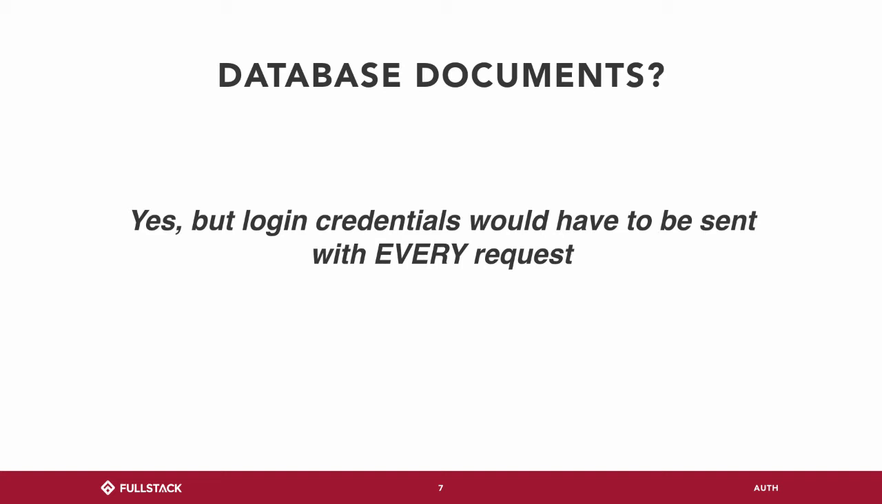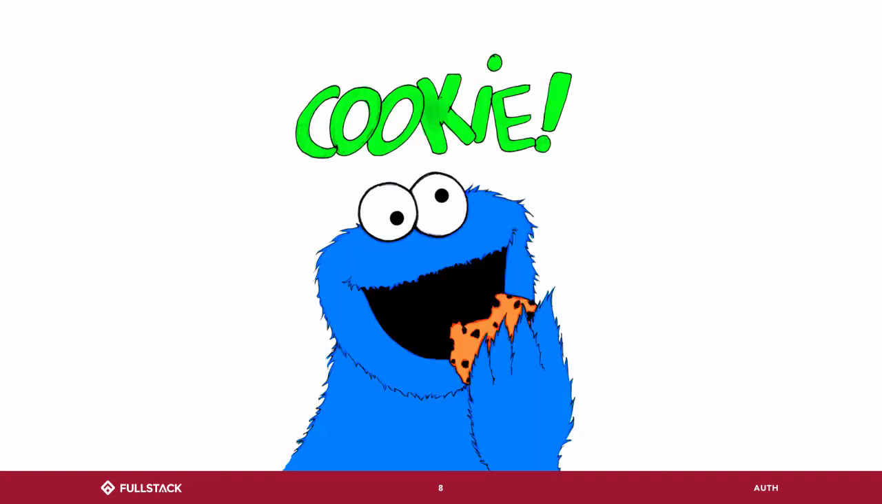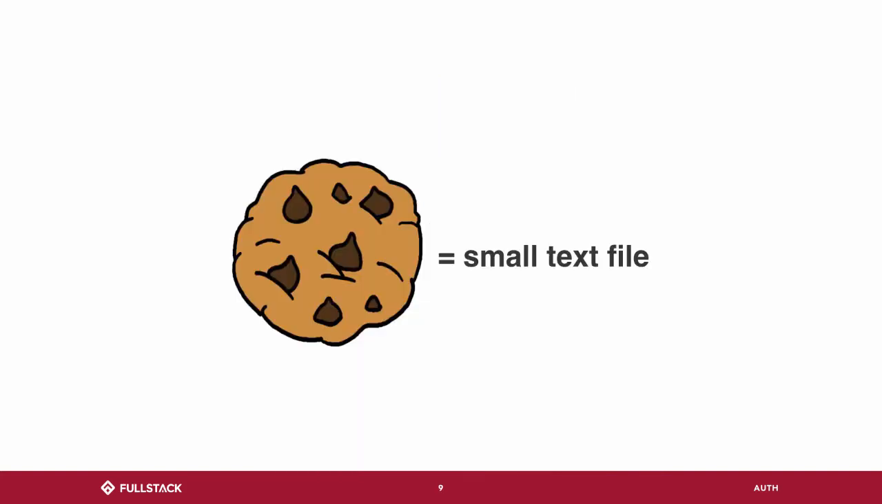So how could we end up doing this? Well, the answer is cookies, of course, right? And when we think about cookies, really what it comes down to is a cookie is nothing more than a small text file that's stored on the browser, and that a particular domain has access to the cookies that were set with their domain.